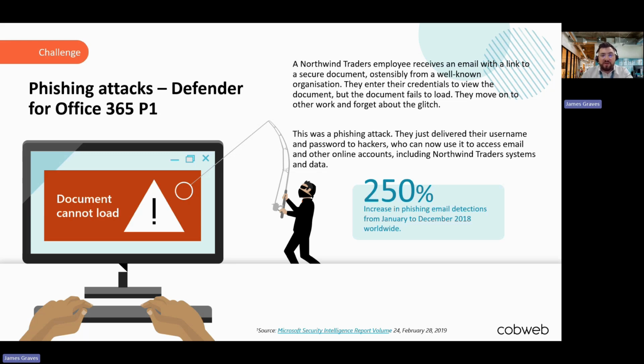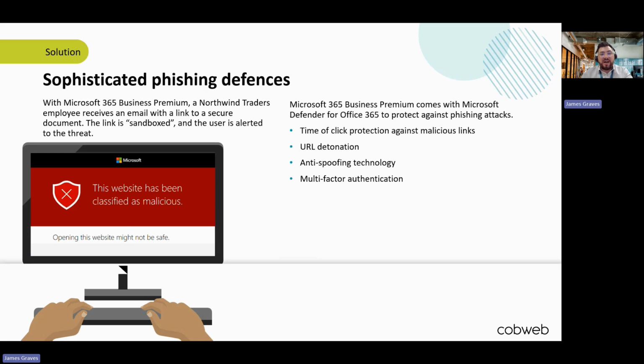One of the really, really good things on here that they'll do is they have a stack of products in here which are known as time of click protection, URL detonation, anti-spoofing technology, and multi-factor authentication as a part of that built into this as well. So what we're saying with these 4 pieces that you see on the puzzle here is when that email comes in, and as I said, it has a link which is taking you somewhere malicious so they can collect your email address and password.